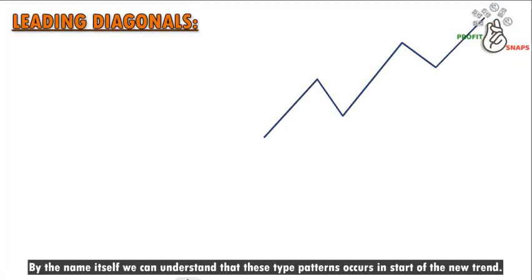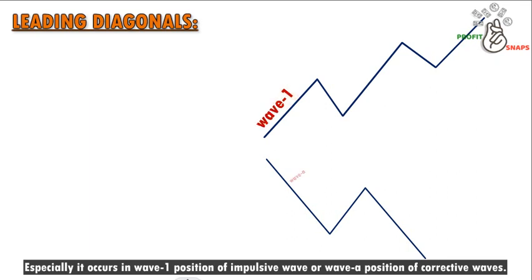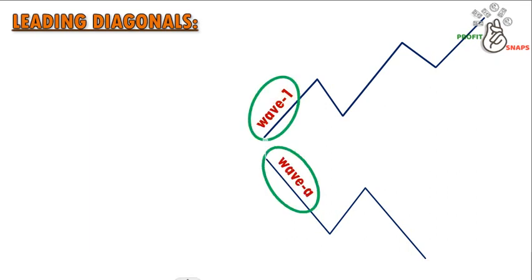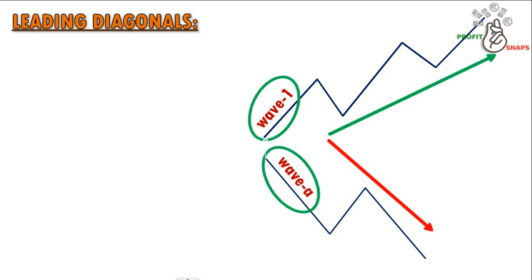Leading diagonals. By the name itself, we can understand that this type of pattern occurs at the start of a new trend. Especially it occurs in the wave 1 position of an impulsive wave or the wave a position of corrective waves. If this pattern forms at the beginning of the trend, then the whole move can be a stronger and steeper one.